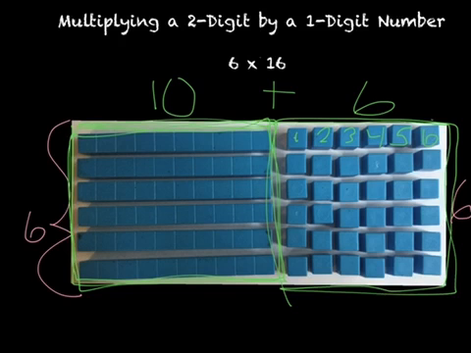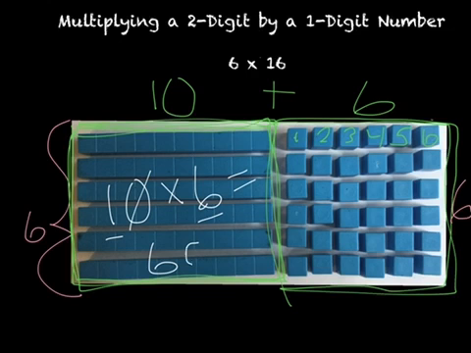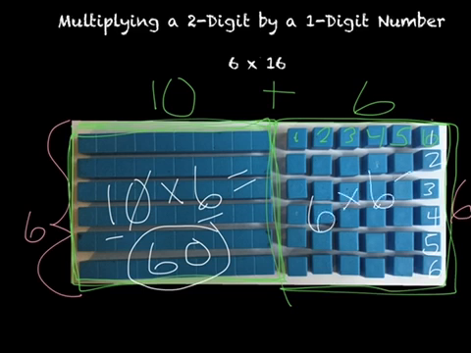So let's take the 10 times 6, which is going to equal 1 times 6 is 6, and the 0 makes 60. And then over here I had the 1, 2, 3. My rows are not changing, remember, so I still have 6 rows. So I'm going to do 6 times 6 is equal to 36.